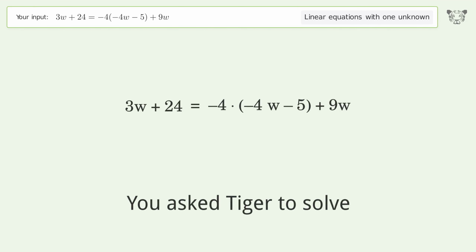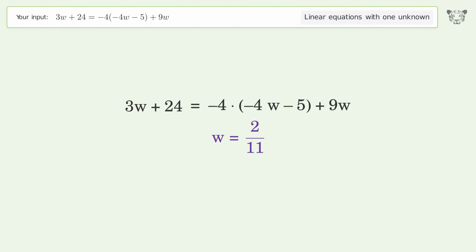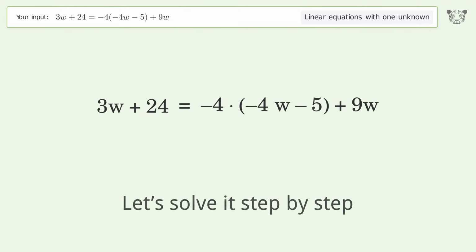You ask Tiger to solve. This deals with linear equations with one unknown. The final result is w equals 2/11. Let's solve it step by step.